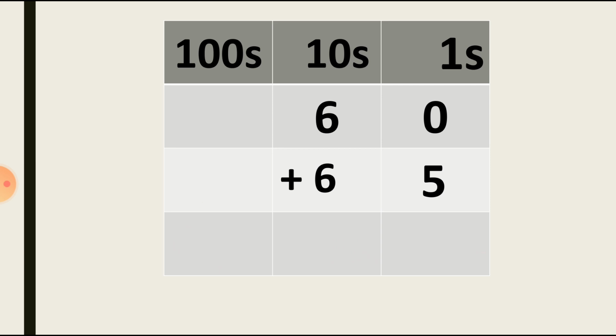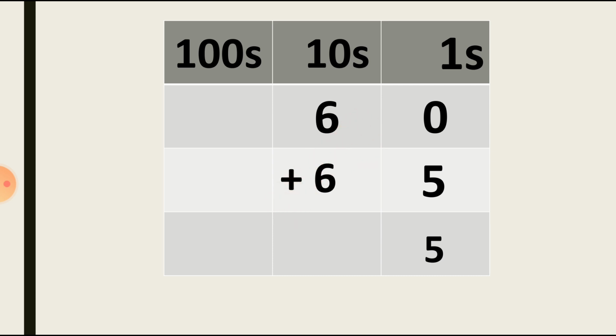Here is one more example. In the ones column, 0 plus 5 is equal to 5. So we can write 5 under the ones column. Now let's move to the tens column, students. 6 plus 6. This sign is the addition sign. It is called the plus sign. It indicates to add the numbers.